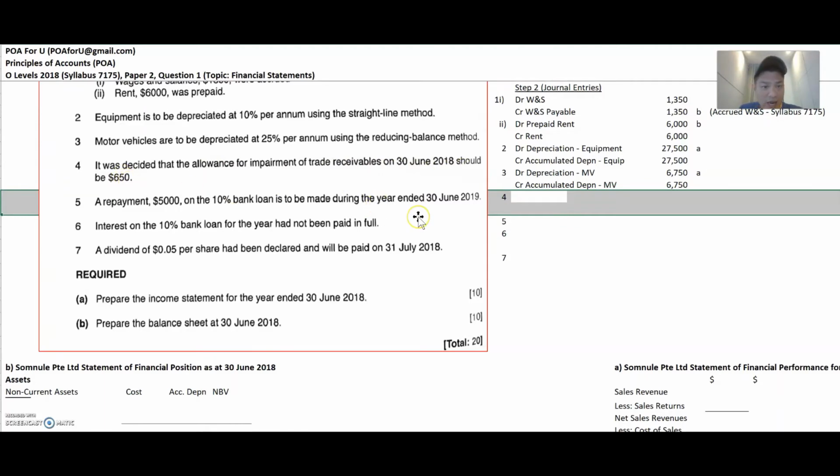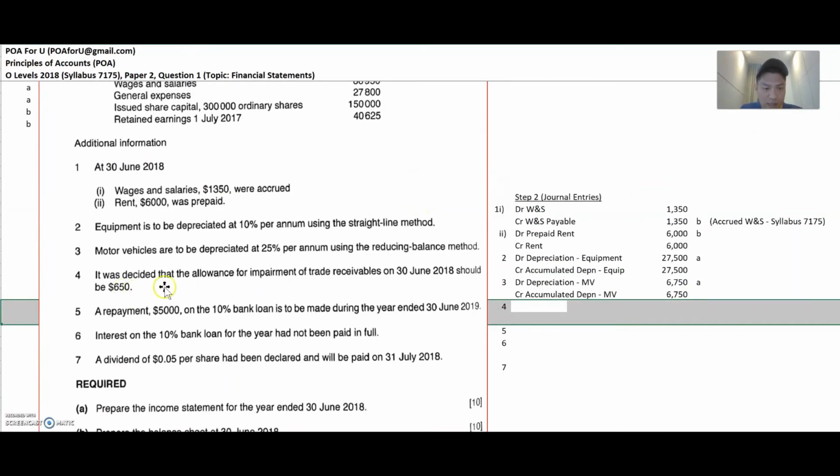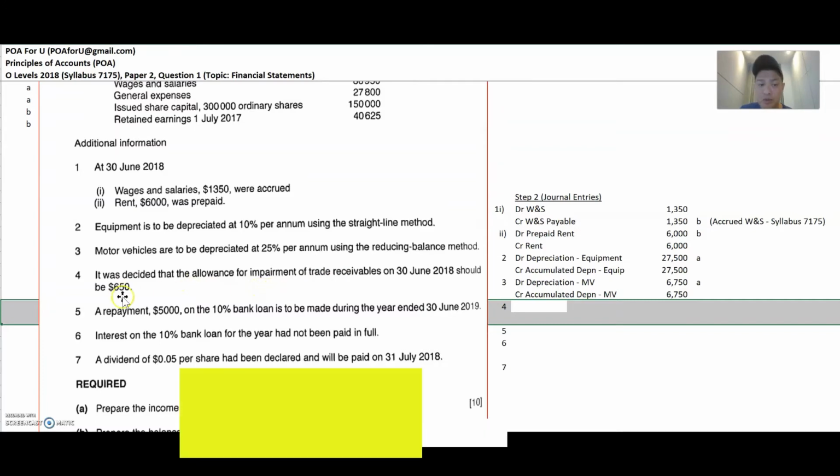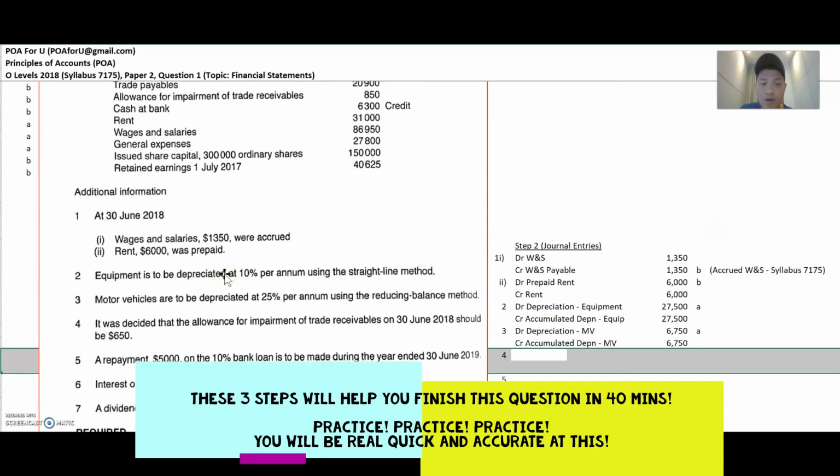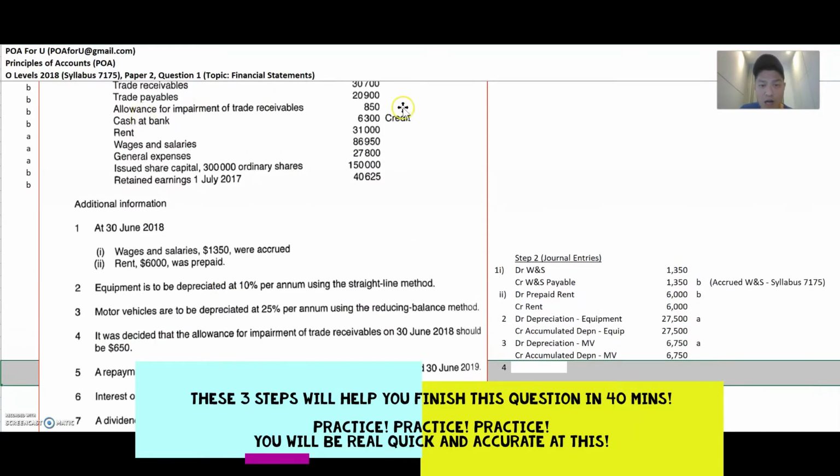Number 4, allowance for impairment of trade receivables for the end of the year should be 650. Now, this one you just have to look at to see what the target number is that they are trying to adjust the allowance for impairment on trade receivables to. In this case, it's 650. How much have we already got? We've got 850. So do we have to bring it up or down? We have to bring it down in this case.